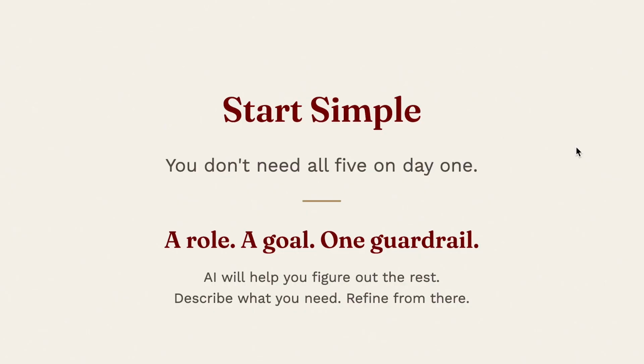And leaning into that iterative, experimental mindset is also a good quality to have as you're working with AI tools. So even if you just start very simply with a single role and a goal and maybe one guardrail that you want it to follow, that's a good starting point. AI is going to help you figure out the rest anyway, and all you have to do is describe what you need in plain language, get it into a text input, and then refine from there.